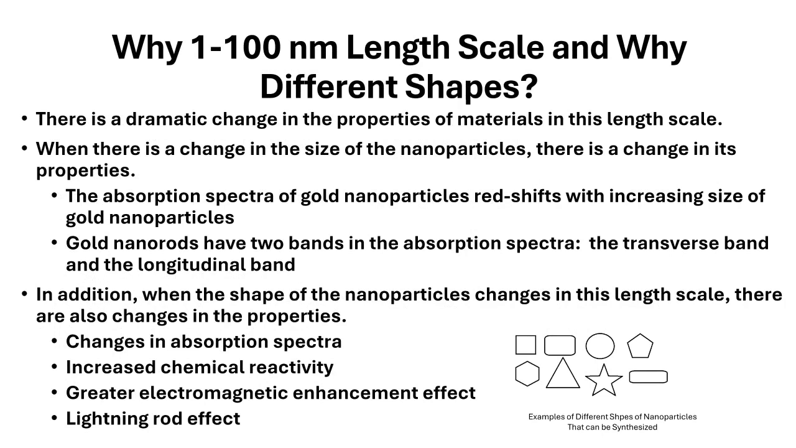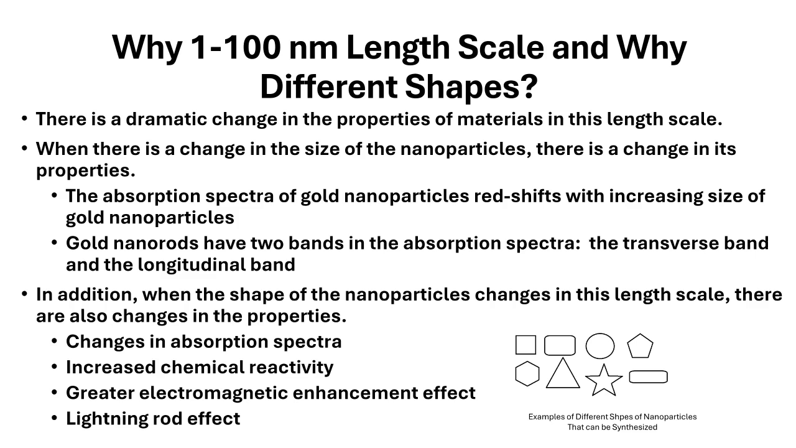So, the question remains, why is the 1 to 100 nanometers length scale so important? There is an increase in the surface-to-volume ratio as the size of the nanoparticles decreases. In addition, there is a dramatic change in the properties of materials in this length scale. Some examples of properties that change upon changes in the sizes of nanoparticles include the absorption spectrum for gold, silver, and copper nanoparticles. The surface plasmon band redshifts as the size of these three metallic nanoparticles increases.